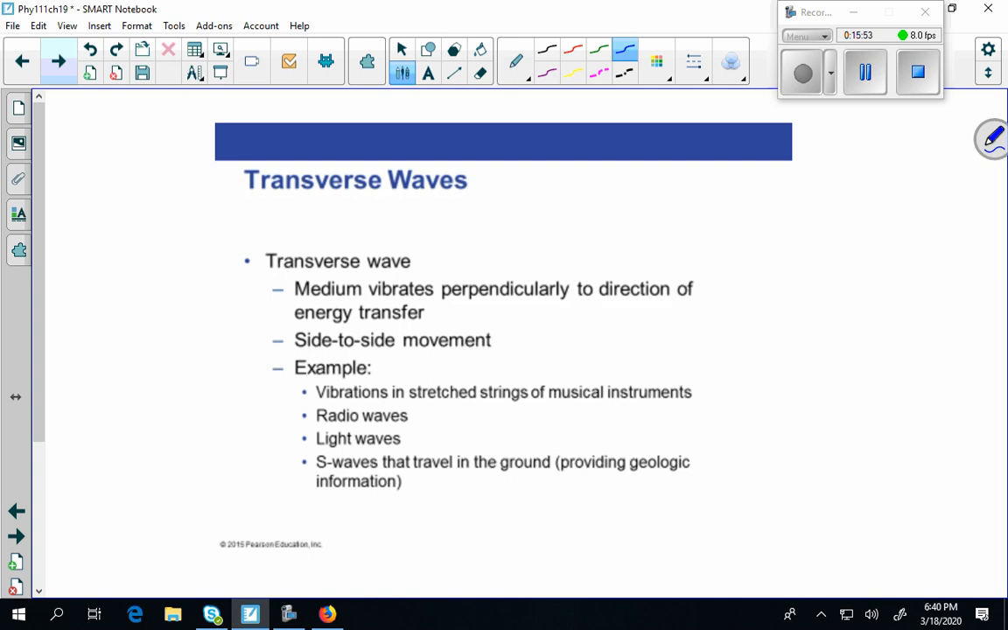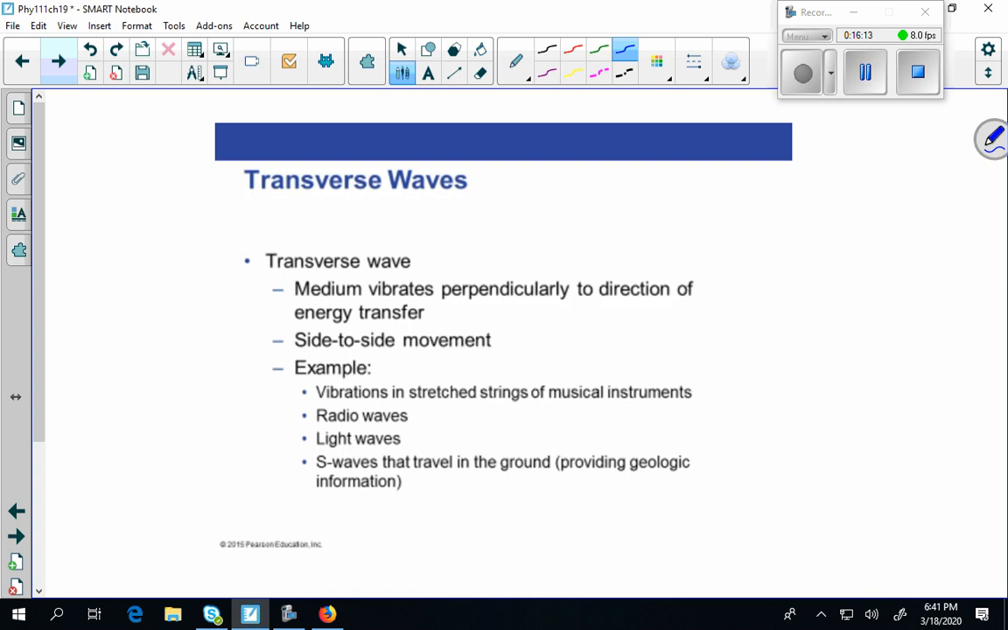Another example is vibrations in the stretched strings of musical instruments. So if you have a guitar and you pluck that string, the string is moving back and forth. So the air molecules are moving back and forth, and it's traveling in a direction perpendicular to the direction that sound wave is traveling in.